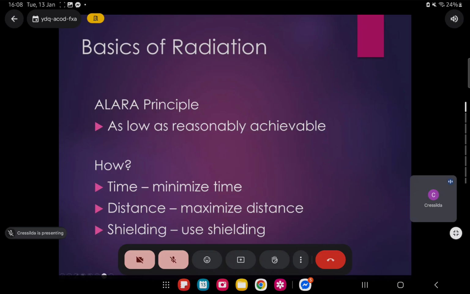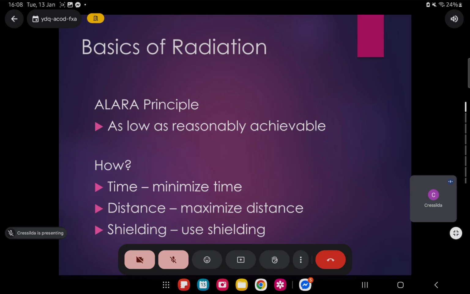Distance refers to how close you are to a radioactive source. For example, in an X-ray machine, it is where the X-rays are being emanated. So you have to maximize your distance from this source as much as you can. This is the easiest way to protect yourself because distance and dose are inversely related, meaning the farther you are from the X-ray or the radiation-emitting device, the lower your dose.